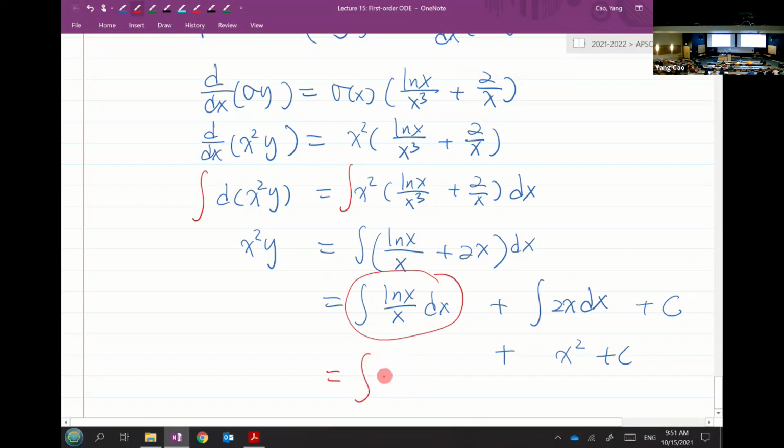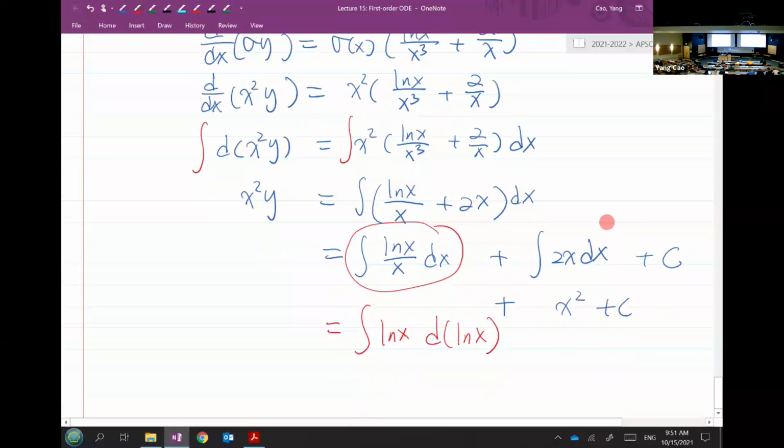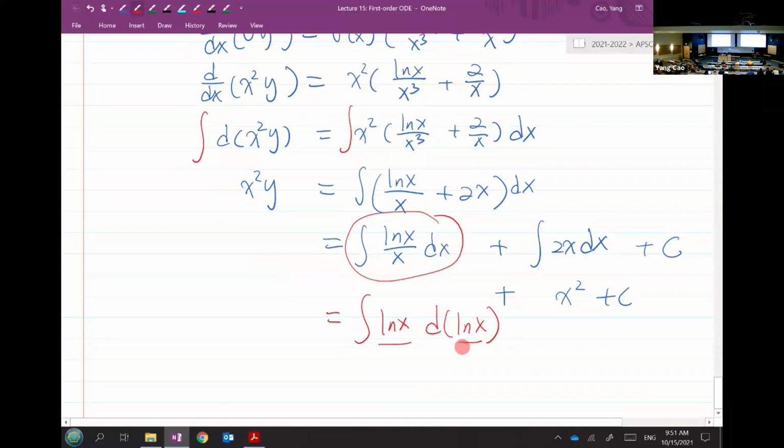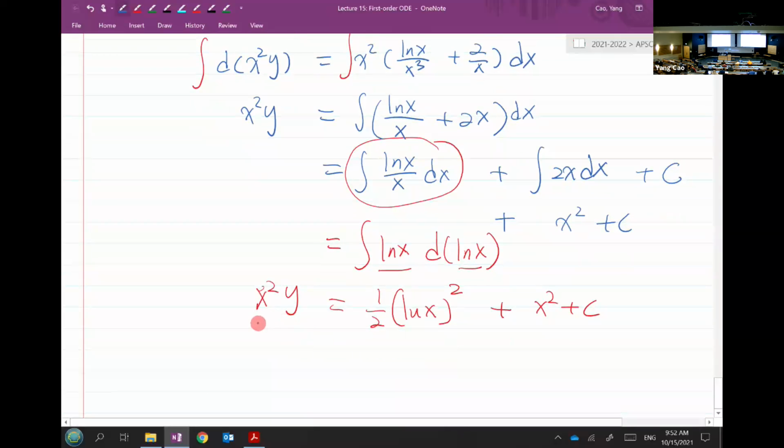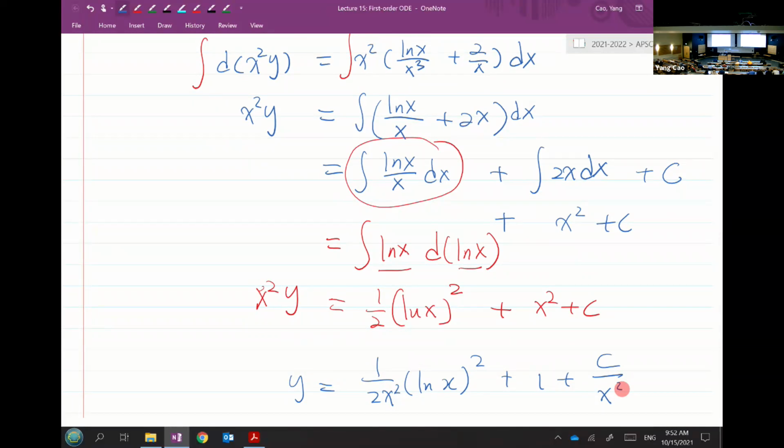But I usually do this. So this is ln x here, and the 1 over x is basically d ln x. So d ln x gives you 1 over x. And now you can see I have exactly the same thing, ln x d ln x. So your overall result is one half ln x squared, plus the x squared, plus the C, and x squared y equals this. So finally, divide both sides by x squared and solve for y. That's the procedure.